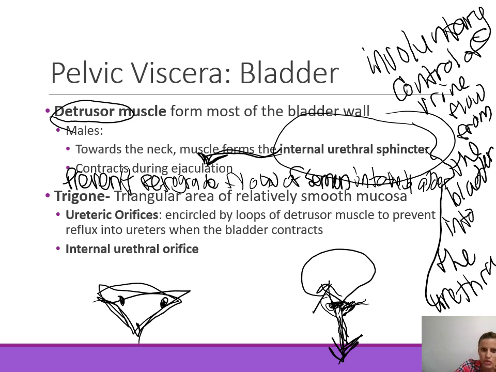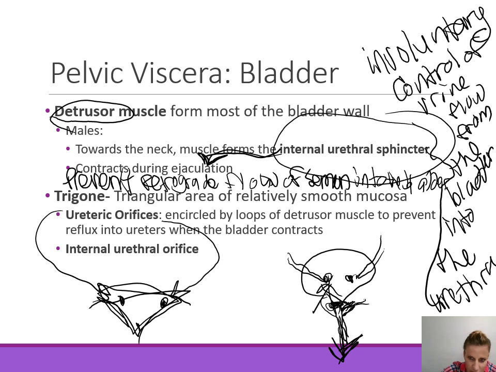The top two are formed by the ureteric orifices. The ureteric orifices are the areas where the ureters empty into the bladder. So the ureters, remember, are carrying urine from the kidneys down to the bladder. They enter in at the back, inferior and posterior aspects of the bladder.